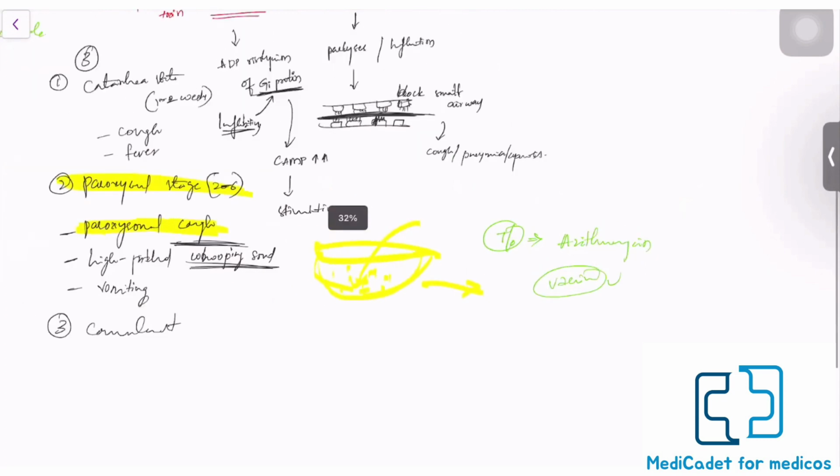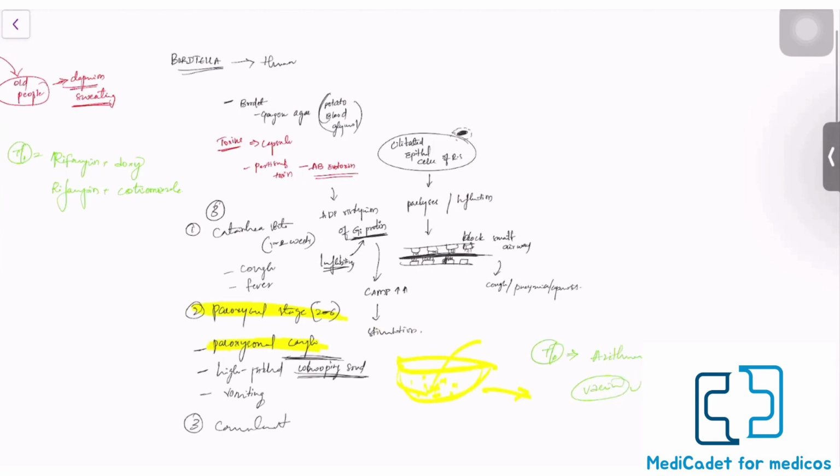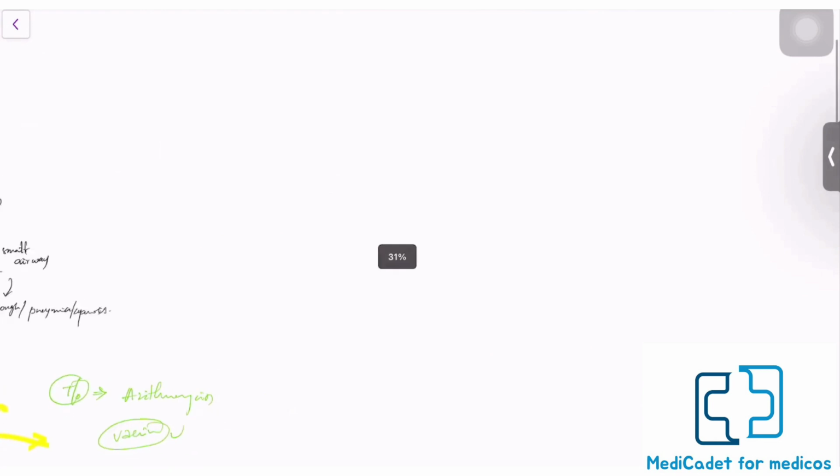That's about the third bug, Bordetella. So far we have discussed Haemophilus influenzae, Brucella and Bordetella. Now I'll discuss one more bug, which is Pasteurella.